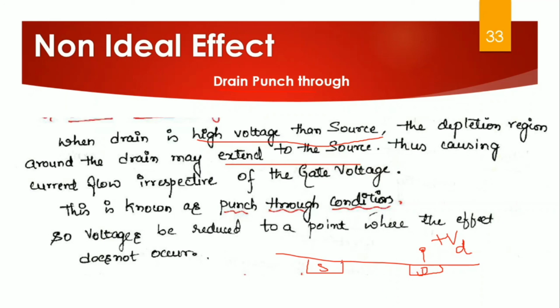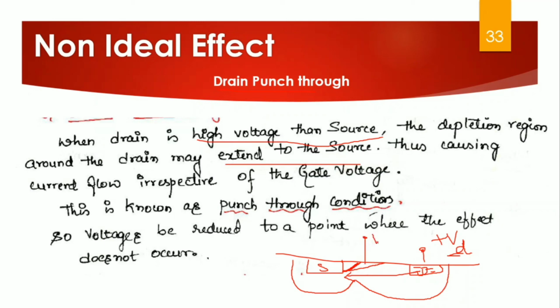I told you in the previous example, this is the channel. As you increase the value of VD, there will be accumulation of more negative charges. Therefore, the channel may reduce still. If the channel reduces, the depletion region will extend, so that the depletion region will extend up to the source, causing current flow irrespective of gate voltage.